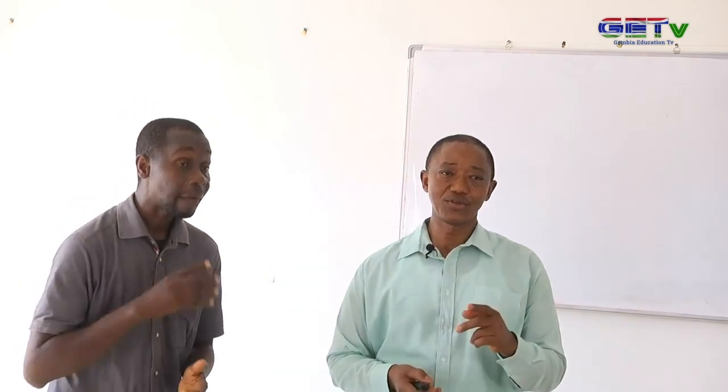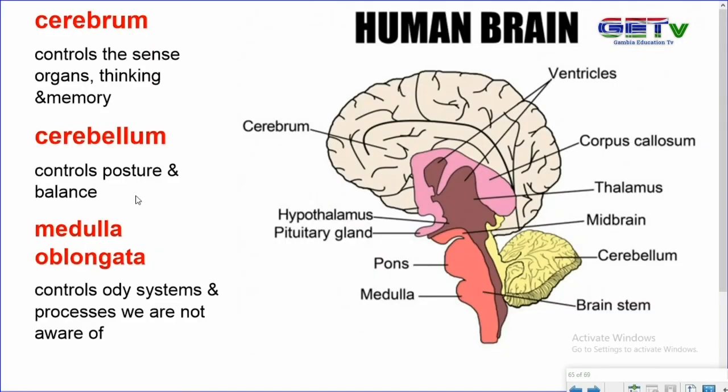Next, we have the cerebellum, the yellow portion. That controls posture, for you to be able to stand or sit or lie down properly, and balance. So while you're walking or you're doing gymnastics, you're jumping and playing hard football, why don't you fall? It's because your cerebellum is working very well.